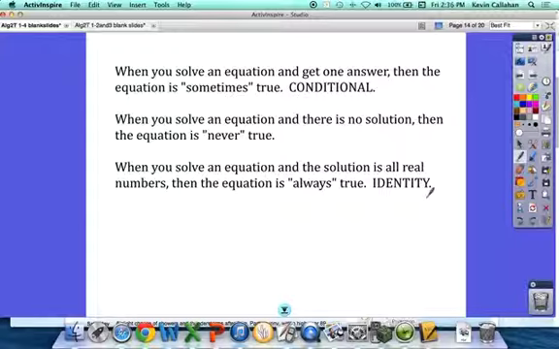So for the homework, because I think there may be like 2 problems that you have this, just remember, sometimes true means you get an answer. Never true means no answers. Always true means the solution's all real numbers. These words, I'm just telling you. You know, it's a conditional statement if it's only sometimes true. It's an identity if it's always true.